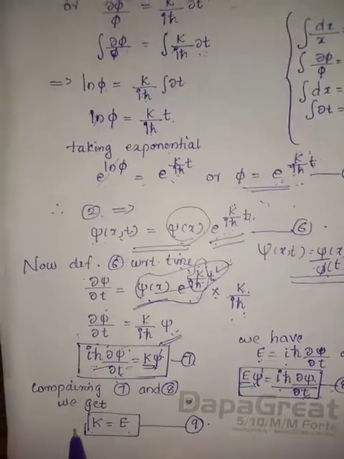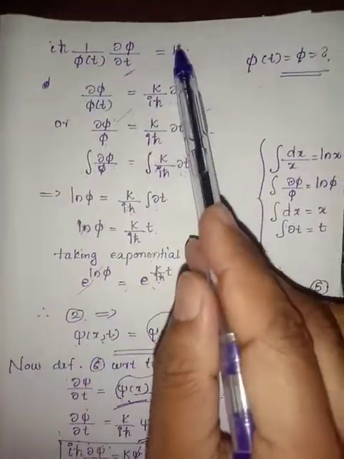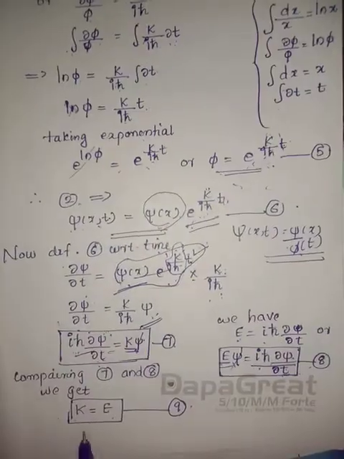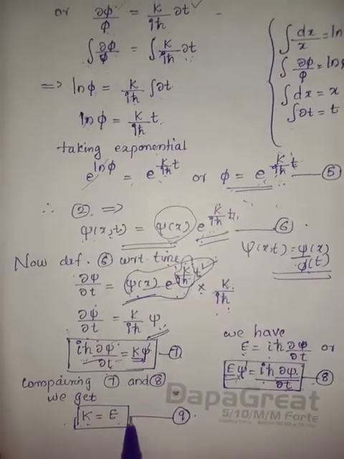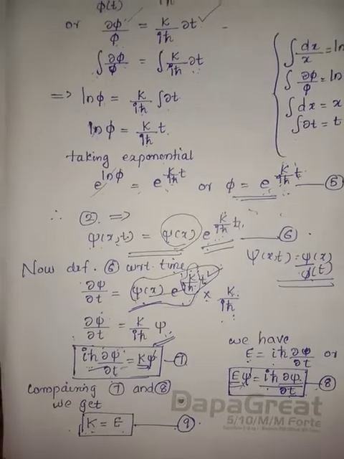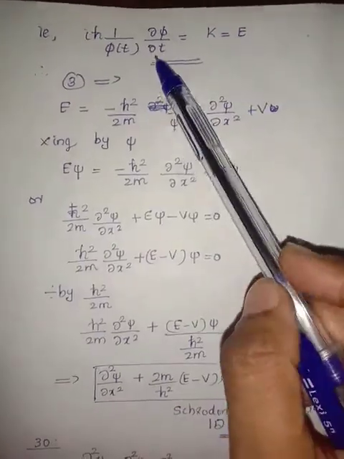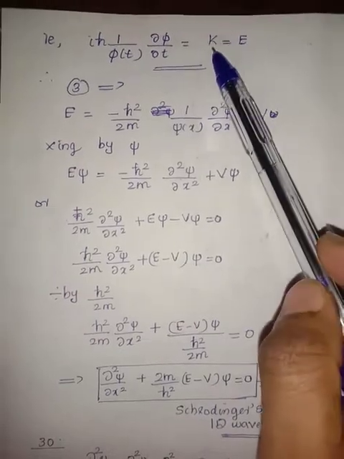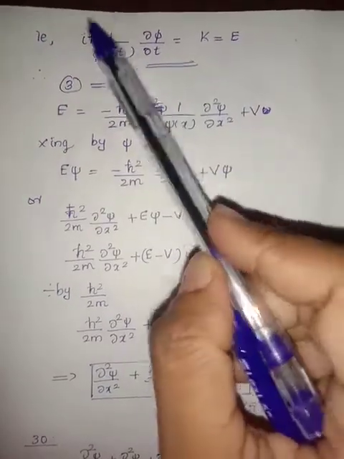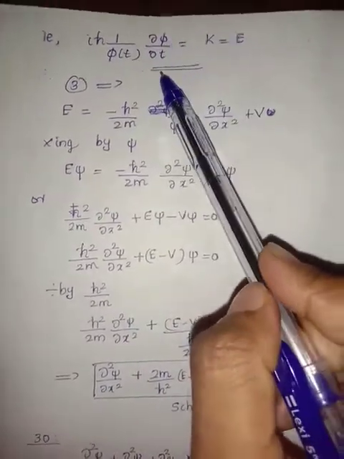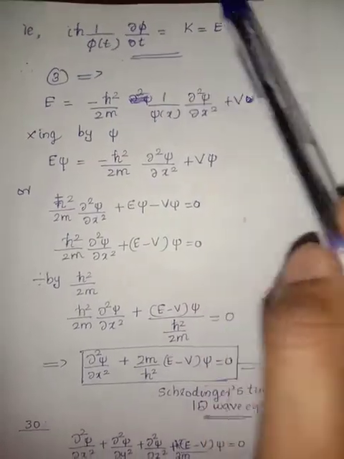The constant K. What was K? This function was K, right? So this K is nothing but the energy itself. That is equation number 9. Therefore, we can write this K is equal to E. What was K? The LHS of that equation, iħ (1/phi(t)) dphi/dt was K, which is nothing but energy.